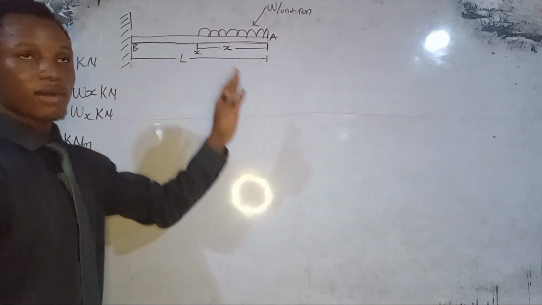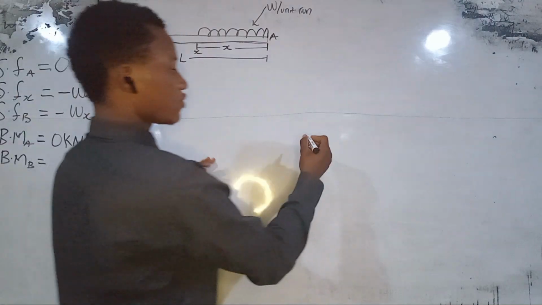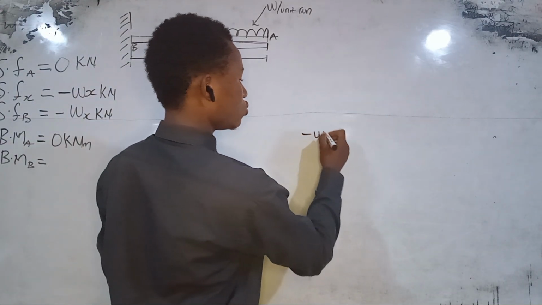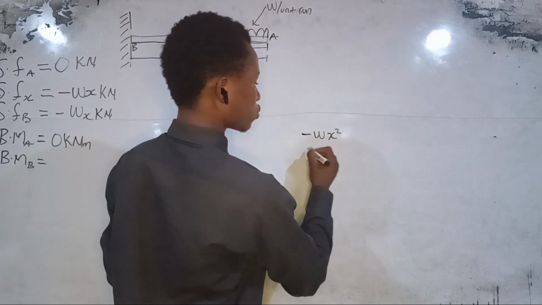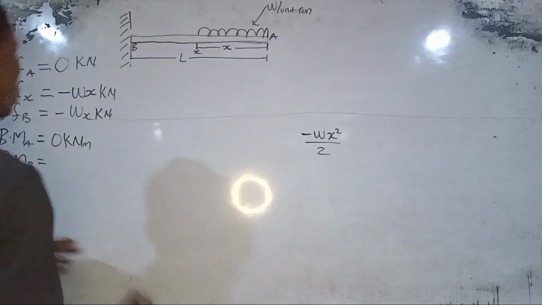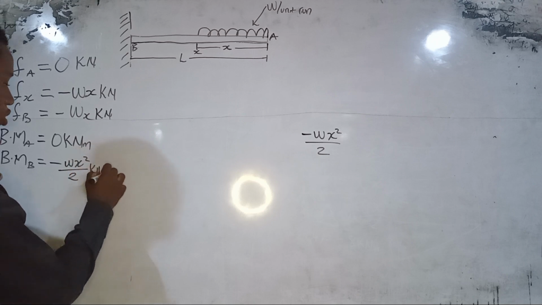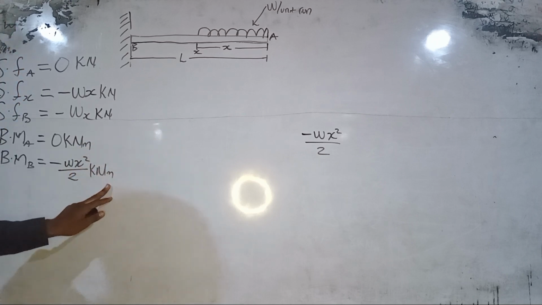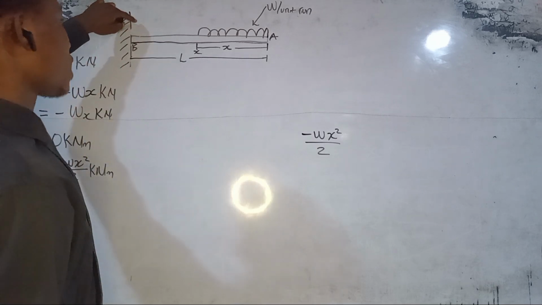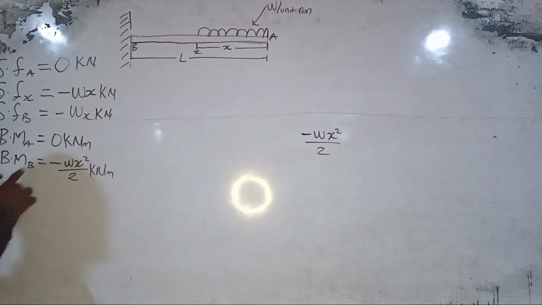Based on the former video, the formula for our bending moment is given by minus W times X squared over 2. We have our X here. So our bending moment here is minus W X squared over 2 kilonewton meter. That is the unit. Then also our bending moment at B, that is where it gets a little bit tricky. So now this is our bending moment at X.